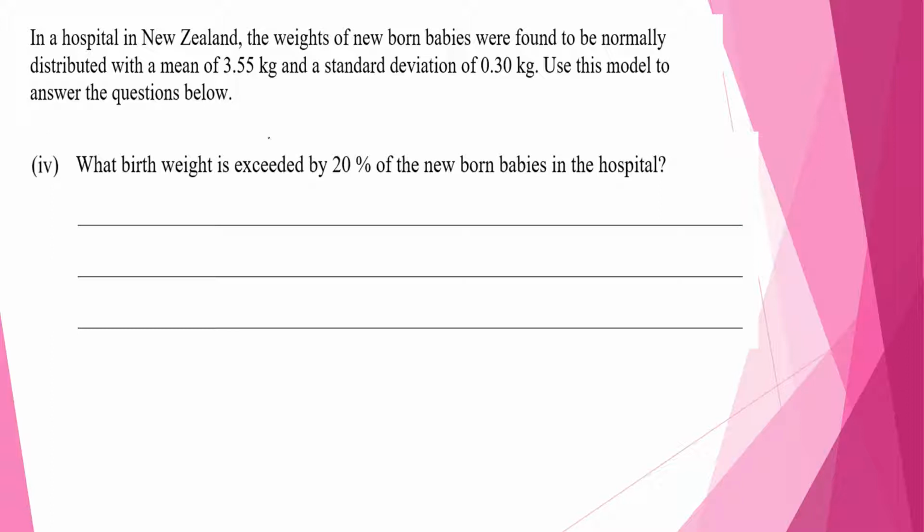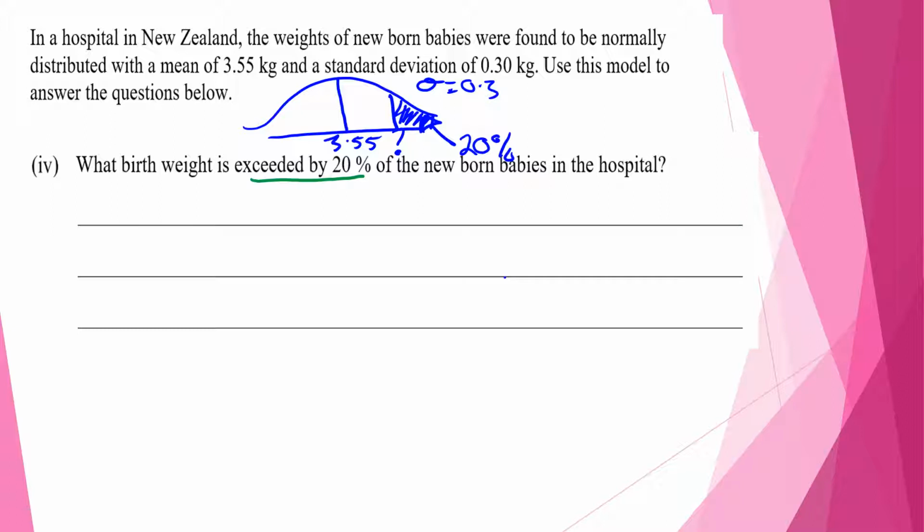So for this situation, as before, we've got our normal distribution, and our mean of 3.55, our standard deviation of 0.3, and the question is asking us what birth weight is exceeded by 20% of the newborn babies. Alright, so setting up that situation, we first need to recognise that our exceeded by is this bit in here, greater than whatever value that is. That's what we need to figure out, and that percentage is 20%.